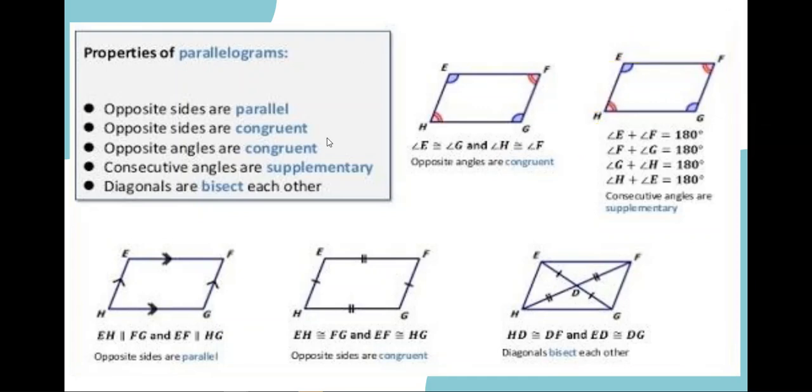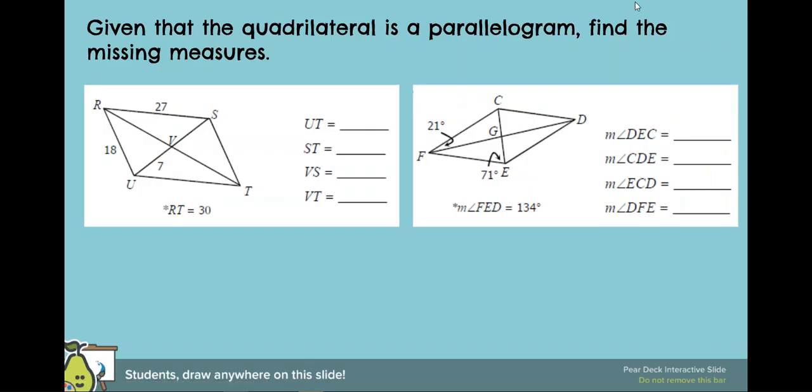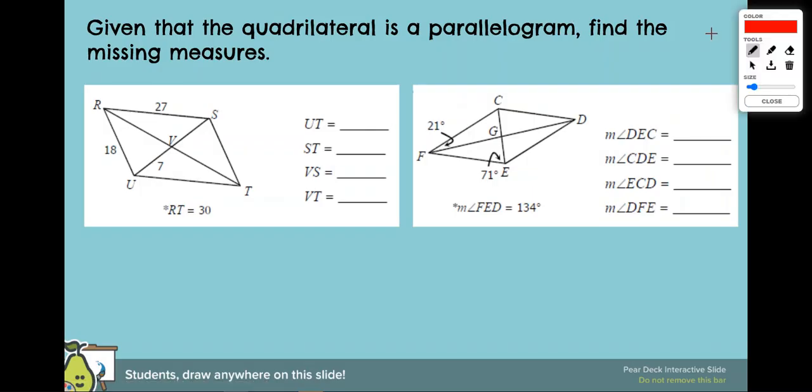All right. So let's take a look at how we can use some of these properties to solve for missing measures. So here we're looking for UT, which is pretty simple. They have been given SR, so UT has to be congruent to that. And ST is going to have to be congruent to RU. Opposite sides are going to be congruent. Easy enough.